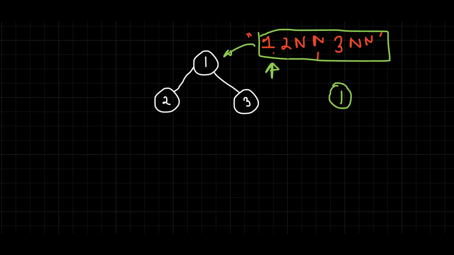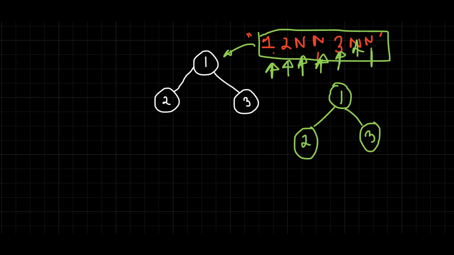Now we have to go to this node 2 again. It is an integer. So we have to assign this 2 as the left child. Now again, this is n, this is n. We have to skip them. Now here we are at this node 3. Now we have to recursively add this node 3 as the right child of the root node 1. Now there is an n, there is an n. We have to skip both of them.